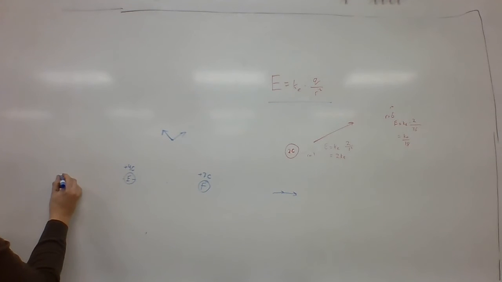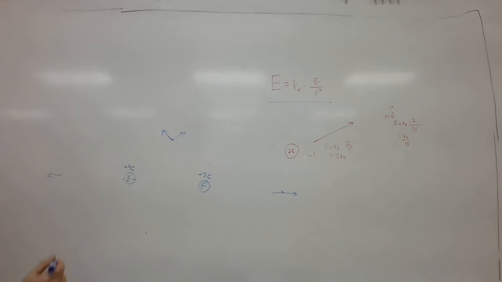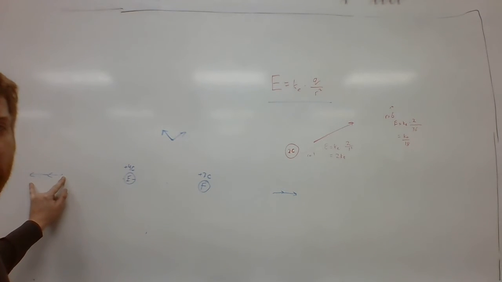Similarly, if I choose a point to the left, the electric field due to E points away from E. The electric field due to F points away from F. And since these electric fields are in the same direction, they're never going to cancel each other out.